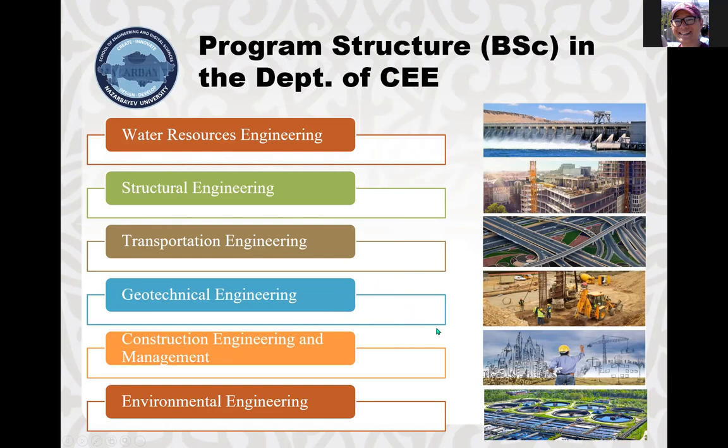Construction engineering and management is typically treated as a sequence of scheduling, cost estimation, and so on. But at this time, BIM, building information management system, is also popular, and that is also related to construction engineering and management. And finally, environmental engineering.